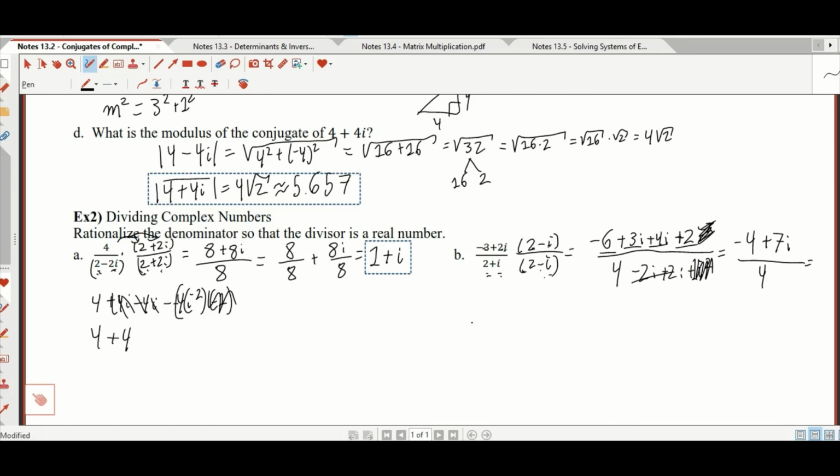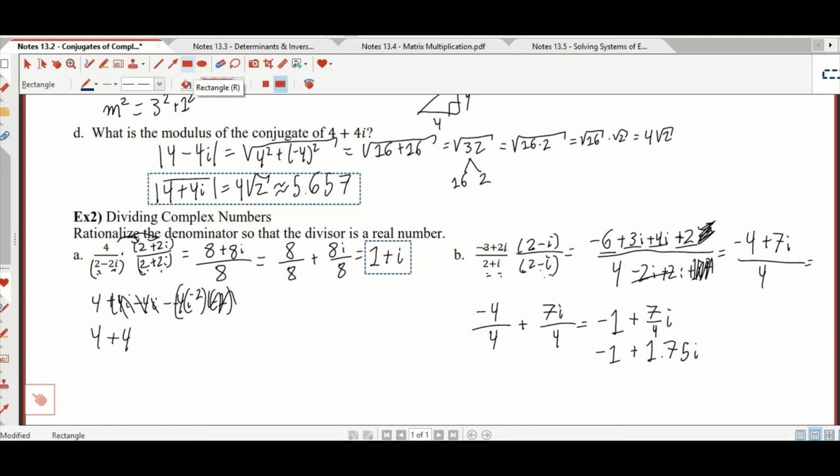Let's split it up again. Negative 4 over 4 plus 7i over 4, which equals negative 1 plus 7/4 i, or if you prefer, negative 1 plus 1.75i. And that's how we can divide complex numbers, by taking their complex conjugates and then just doing the division to each term, which there should just be 2 if it's a simplified complex number.